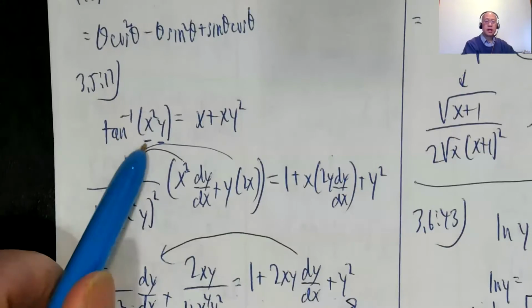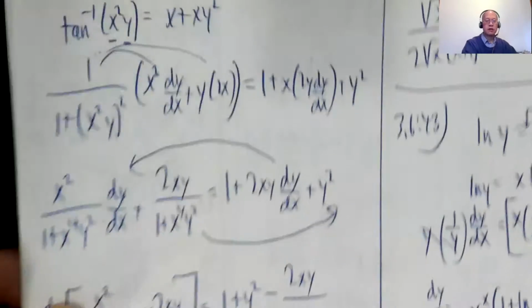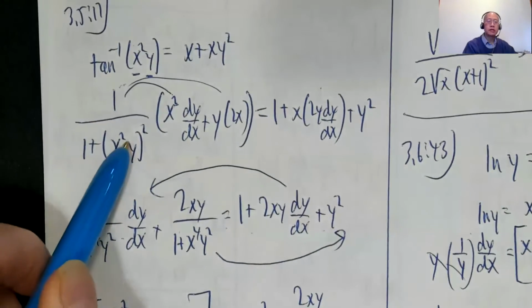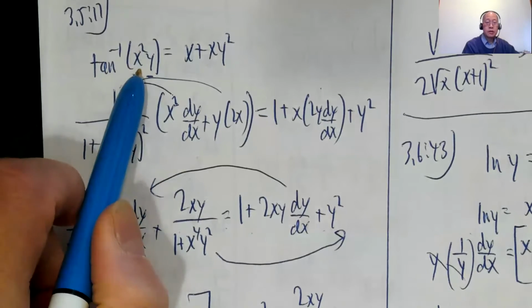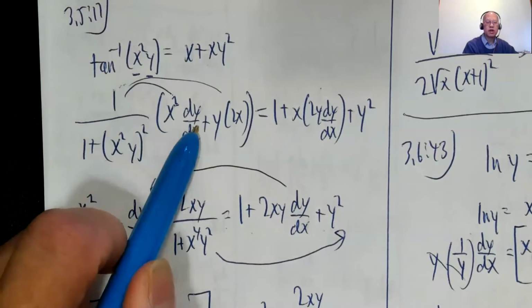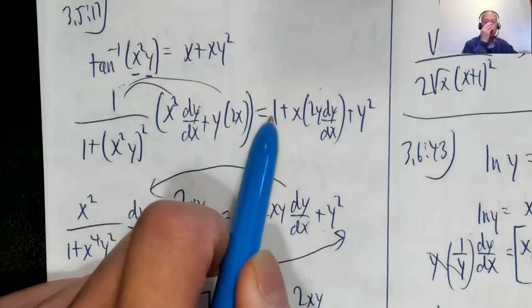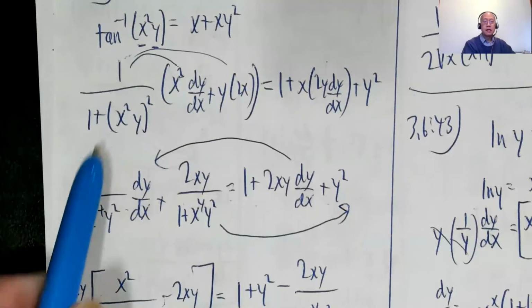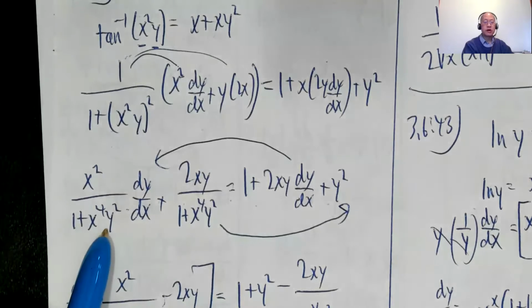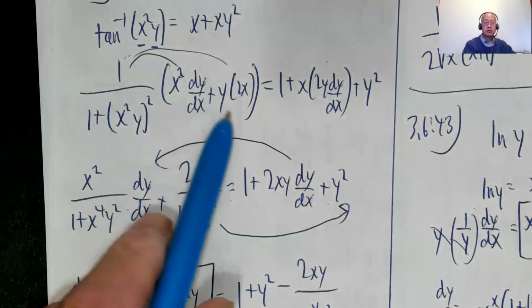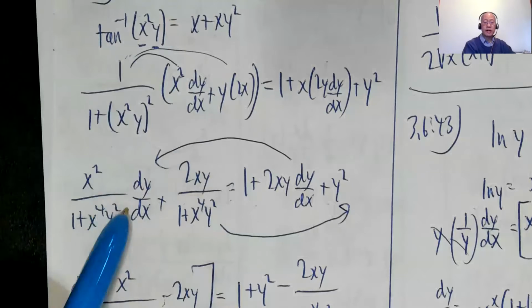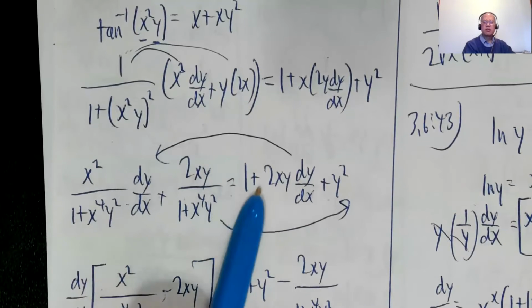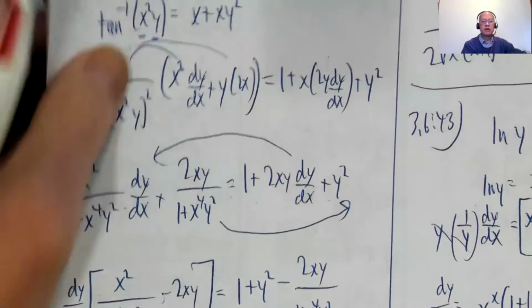3.5, number 17, inverse tangent of x squared y equals x plus x y squared. Differentiate implicitly: 1 over 1 plus (x squared y) quantity squared times the derivative of this implicitly, so x squared dy dx plus y times 2x, equals the derivative of the right side, 1 plus x times 2y dy dx plus y squared. Distribute x squared over 1 plus x to the 4th y squared, that's what that is. Distribute the dy dx with the x squared, plus 2xy over 1 plus x to the 4th y squared, equals 1 plus 2xy dy dx plus y squared.